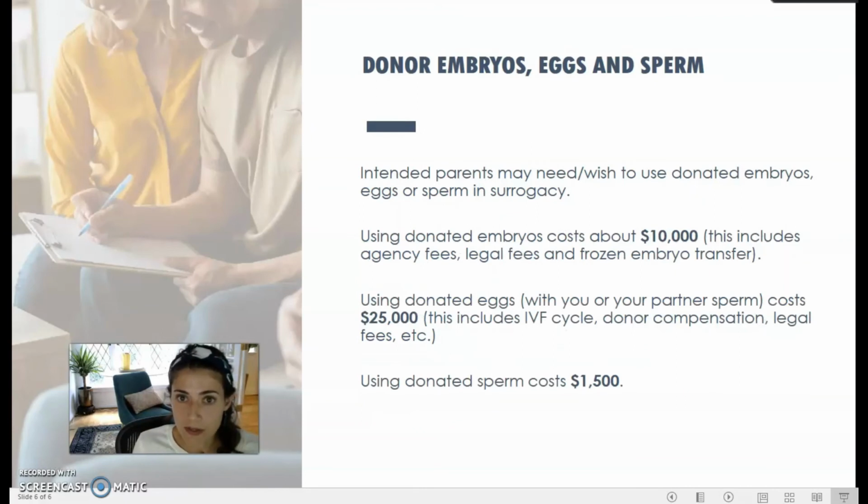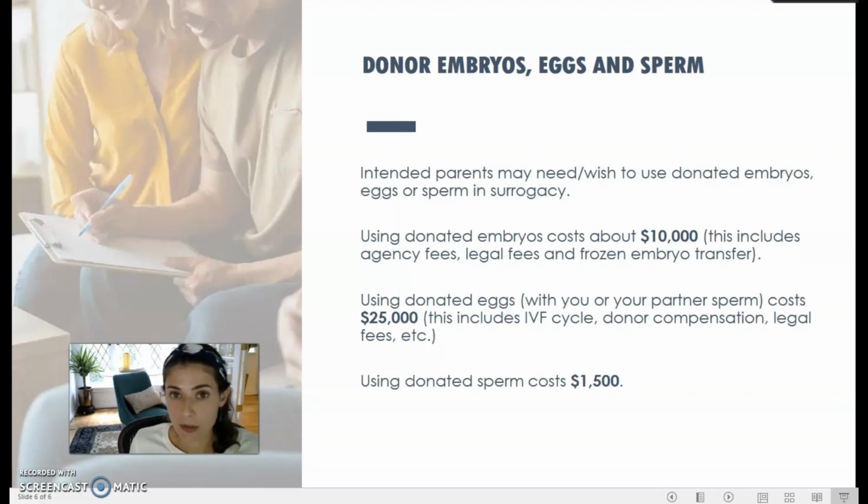So the last thing that I wanted to talk about today was the use of donor embryos, eggs, and sperm. So intended parents may need, or they may wish, to use donated embryos, eggs, or sperm in surrogacy. And so in this case, IVF may not be required. So if you're going to use donated embryos, you should estimate a $10,000 cost. So this will include the agency fee, so the agency that is finding the donated embryo for you, the legal fees, and the frozen embryo transfer to the surrogate.